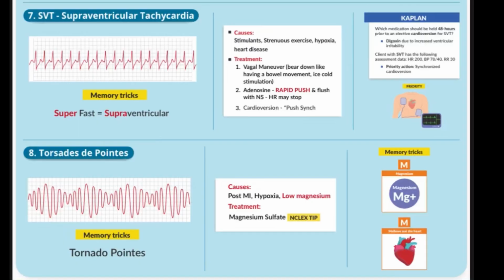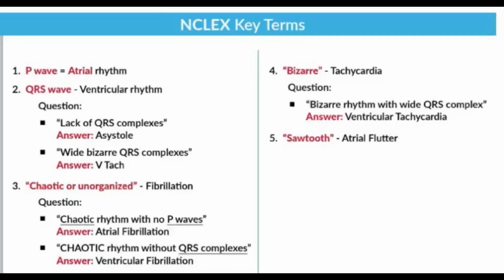NCLEX important terms: the P wave means atrial rhythm, and the QRS wave means ventricular rhythm. If there is a lack of QRS complex, remember asystole, and a wide bizarre QRS complex means ventricular tachycardia. Third is a chaotic or unorganized rhythm, which is fibrillation. Questions usually describe a chaotic rhythm with no P wave, which is atrial fibrillation, and a chaotic rhythm without QRS complex, which means ventricular fibrillation.